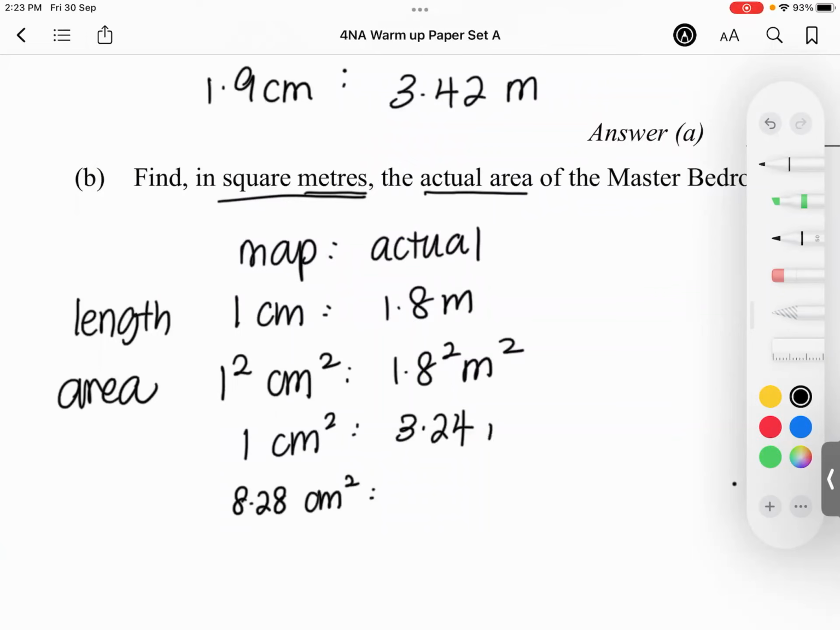I want to get the meter squared. I need to divide, then multiply. Okay, divide and then multiply. So in this case, we get 8.28 over 1 times 3.24.